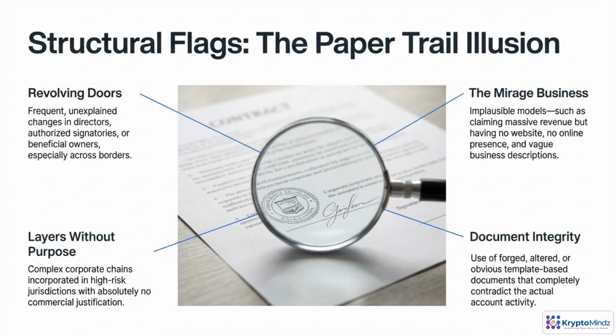Money launderers know regulators rely heavily on documents, so they build an impressive-looking paper trail that breaks down when tested. Look for patterns rather than isolated facts. A company that constantly changes directors and owners, especially across borders, may be trying to break the audit trail. Multi-layer structures in high-risk jurisdictions without clear business reasons are another warning sign. Then compare the paperwork to reality. Implausible business models or documents that contradict transaction behavior usually mean the structure exists mainly to hide something.